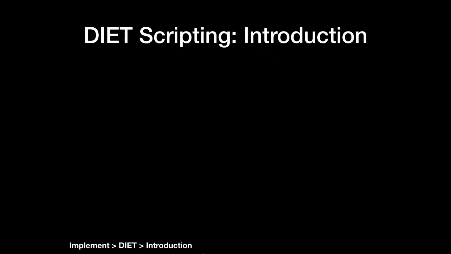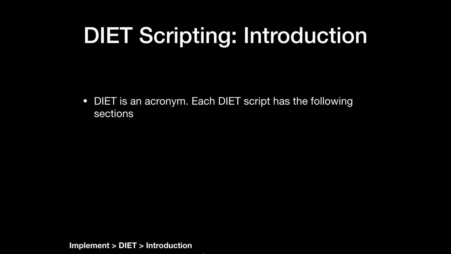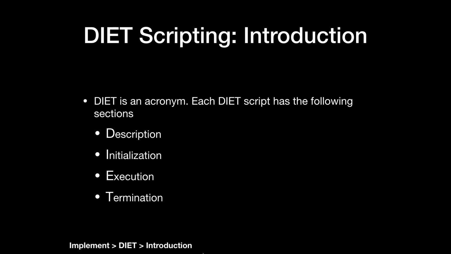Okay, so the error approach that I have built is called DIET. That's an acronym that kind of came about by accident. Essentially it refers to the sections. Each script has four distinct sections: a description section, initialization, execution, and termination. Those are the four sections.